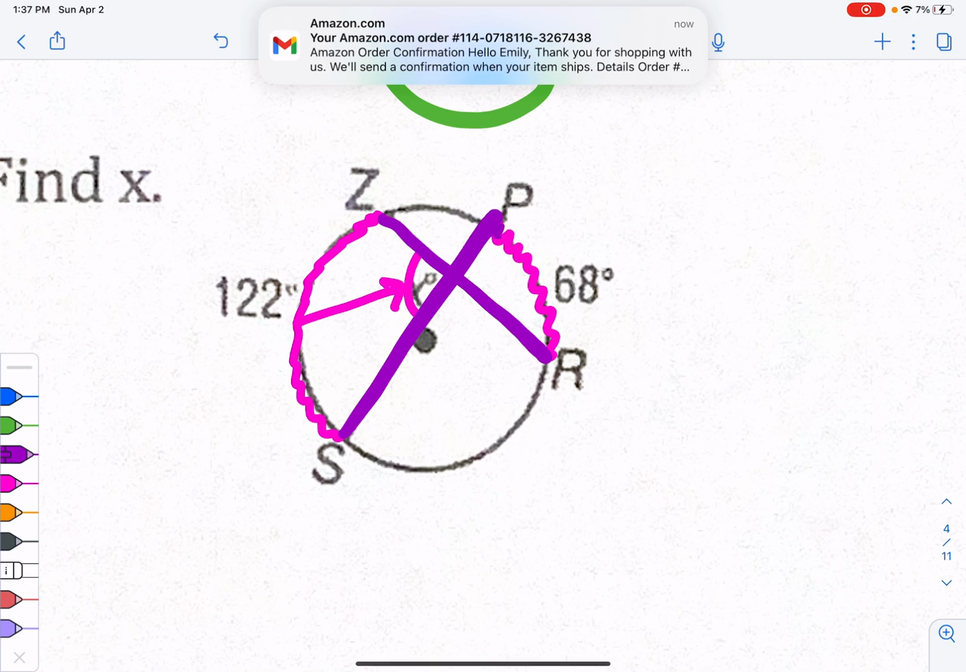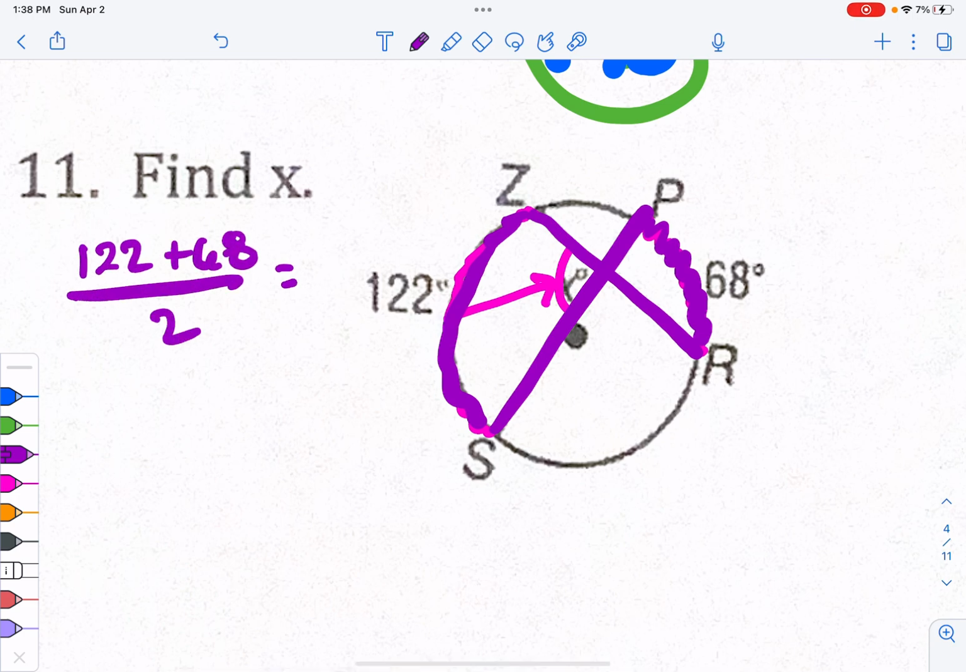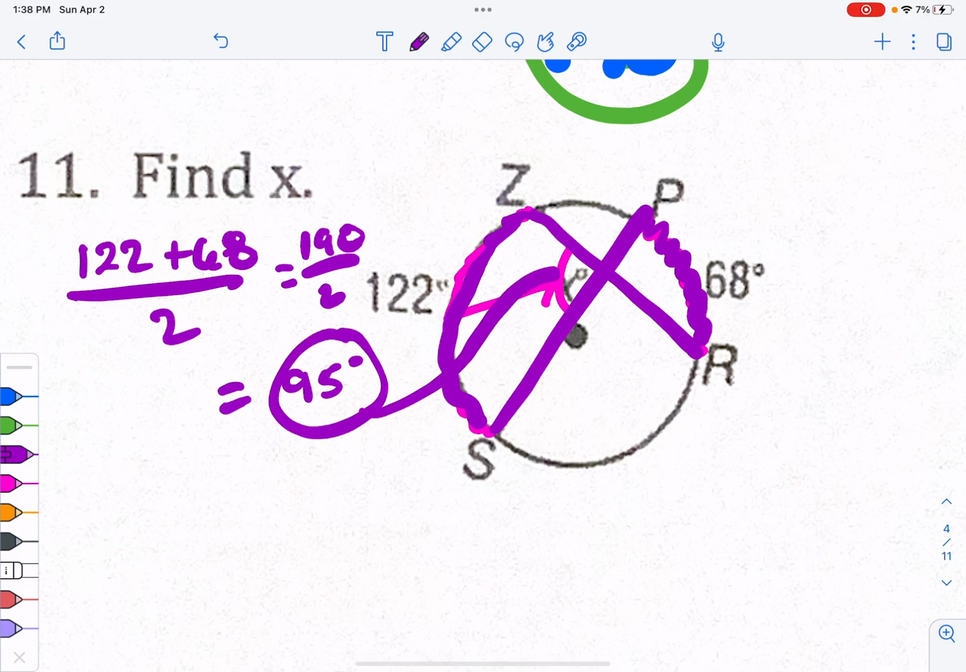Since we have 68 on the one side and 122 on the other side, we take the average. So 122 plus 68, and I divide by 2. 122 plus 68 is 190, and if I divide by 2, that is 95 degrees, I believe. Let me check that, make sure. Yep, 95 degrees. So that's what this angle is.